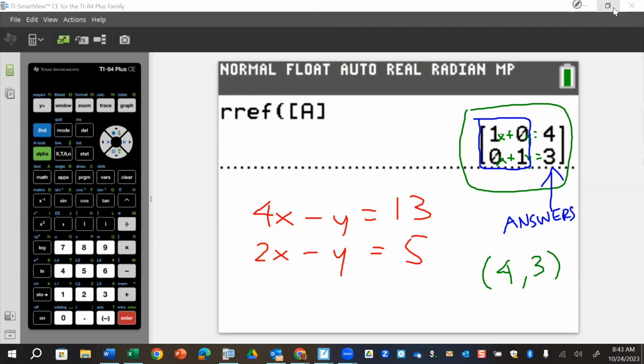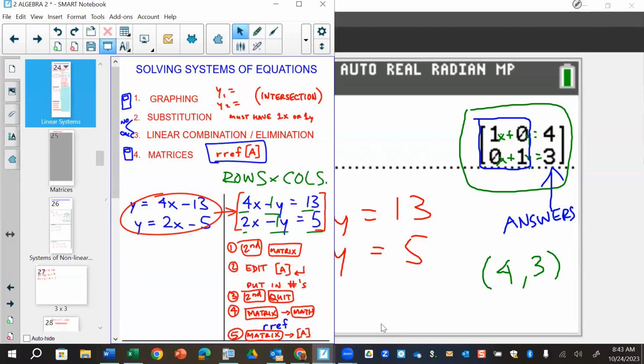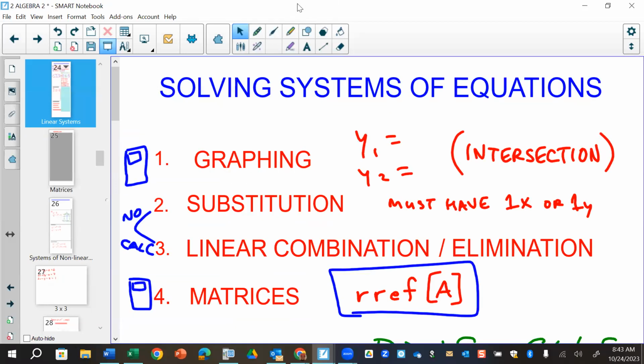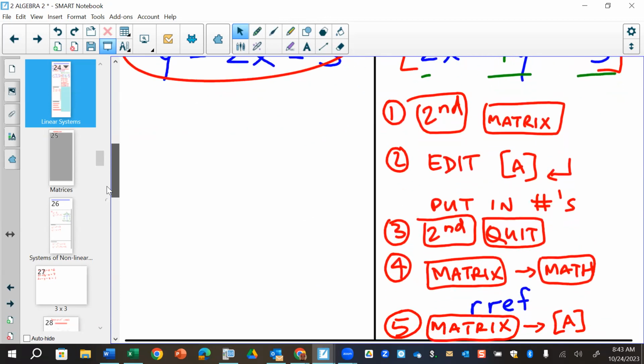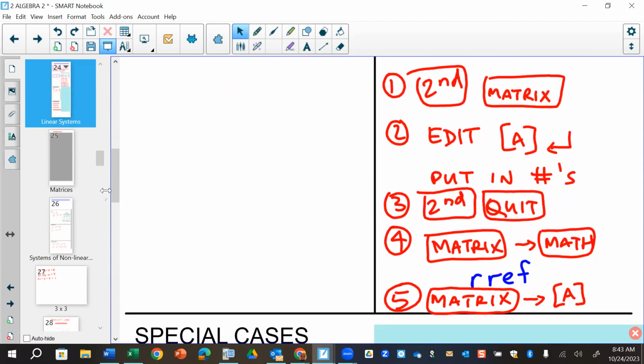Okay, that's how you do it. Let me give you the steps to copy again, and so we'll try another. Here's those steps again. Matrix, edit, type it in, rows and columns. You do that, and I will get us another problem to do.